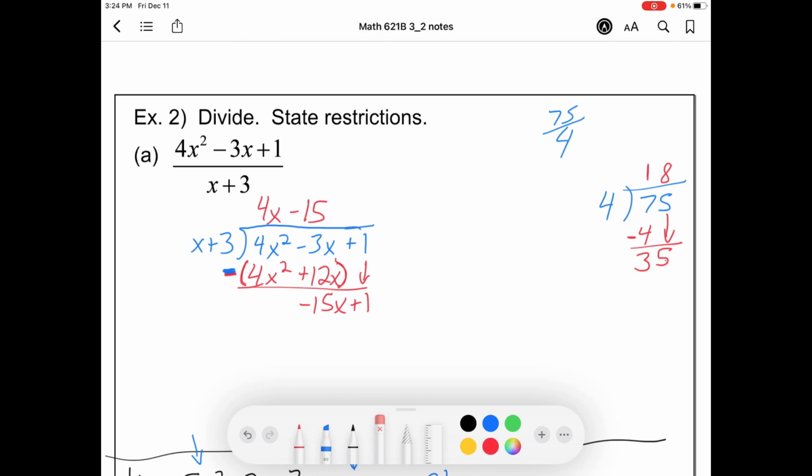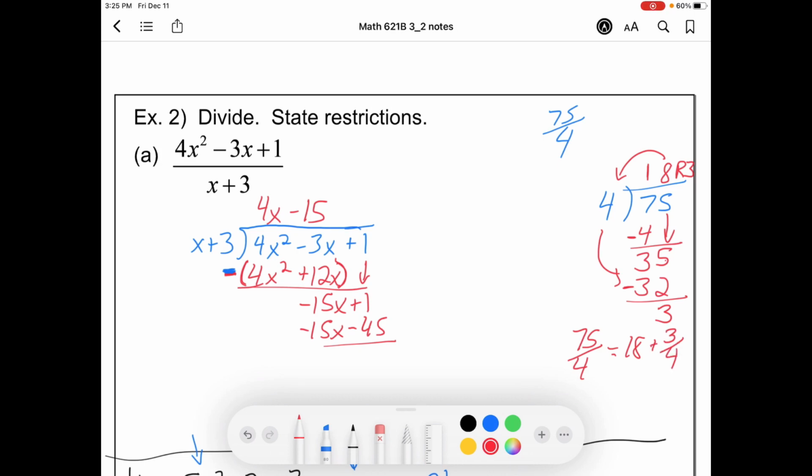Okay, back to the numbers. What would we do next? We'd take 8, multiply it by 4, put it down here, and then subtract it. So we'll do the same thing in algebra land. We've got negative 15 times x plus 3, so that's going to give us negative 15x minus 45. Okay, I'm multiplying by this whole binomial when I'm going back down. Okay, let's finish it off. For numbers, what would we do? We'd have 35 minus 32 gives us 3. That doesn't divide into 4, so we'd call that a remainder. And in the end, what that would mean is that 75 divided by 4 is 18, remainder 3, or 18 plus another 3/4. Over here, we're going to do the same thing.